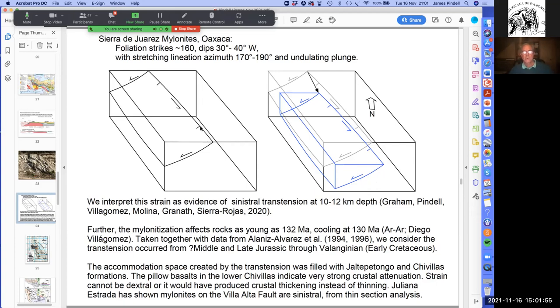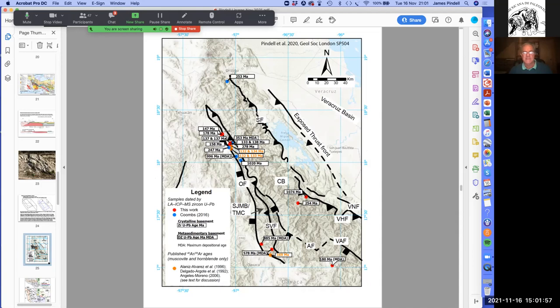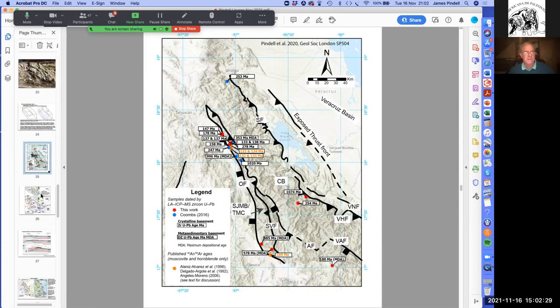In addition, we can date rocks which have been affected by this myelinitization, and they come as young as 131 million years. So we know that this was happening from, say, Middle Jurassic time up to the earliest Cretaceous by the various ages which have been reported in the history. So Alinus Alvarez started this off, and there's been other people, and we got these younger ages at 132, 131. So we know that this process is happening for a long time.